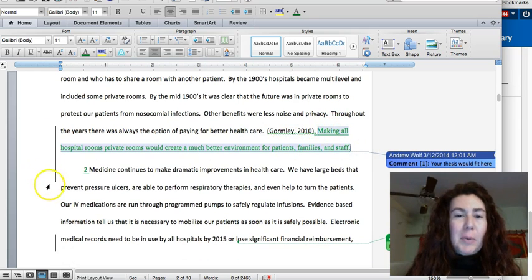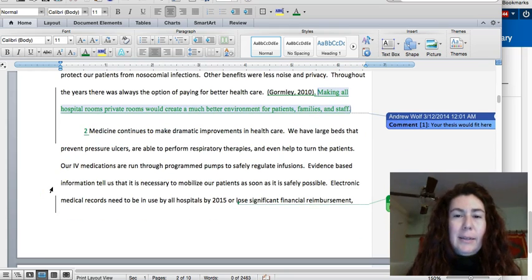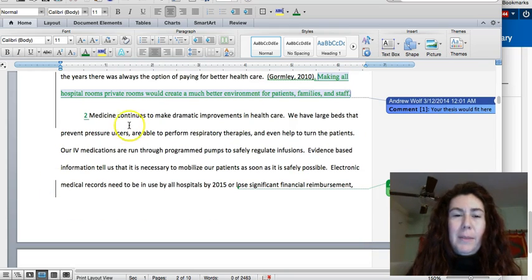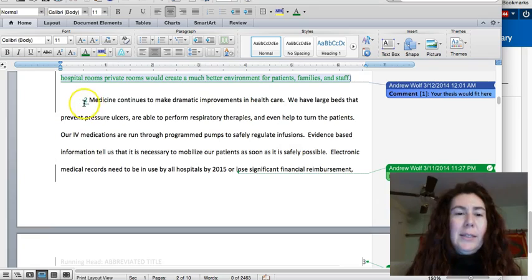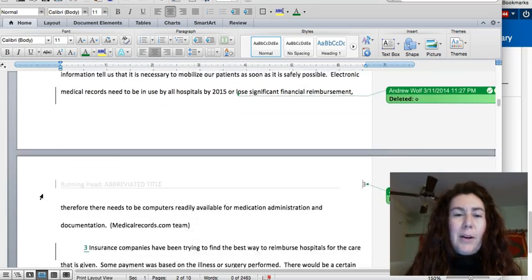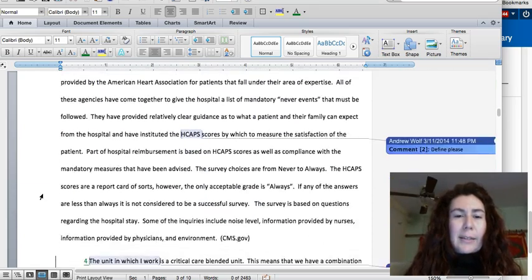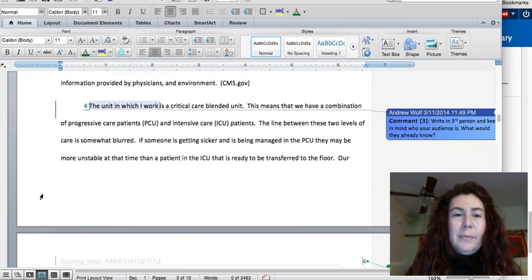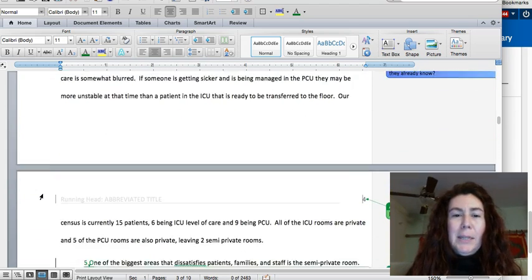I added a little bit more to the thesis because it seemed like there was some, oh, actually she didn't put her thesis in there at all, so that's where it belonged. So that's what I told her. You can see that I numbered the paragraphs, and there were just some little notes that I wrote on the side.